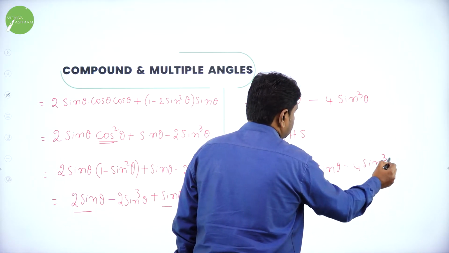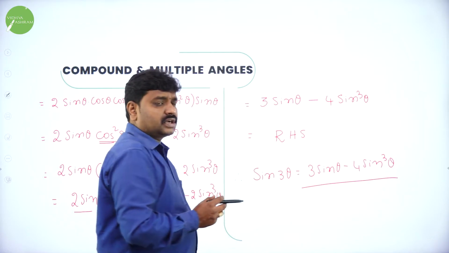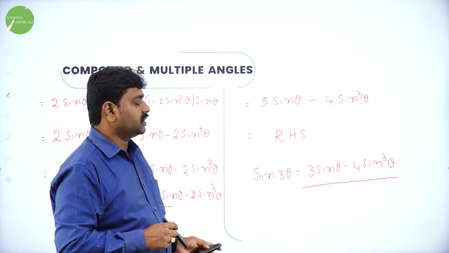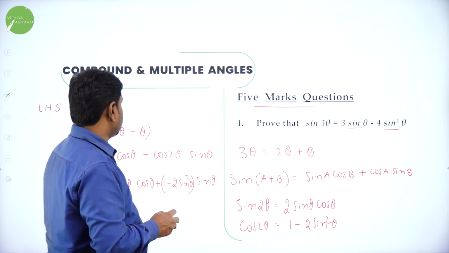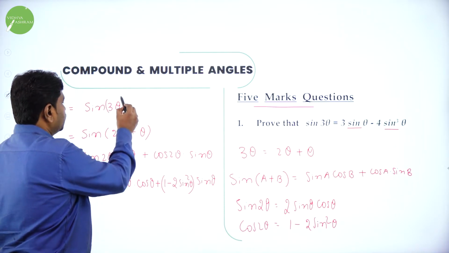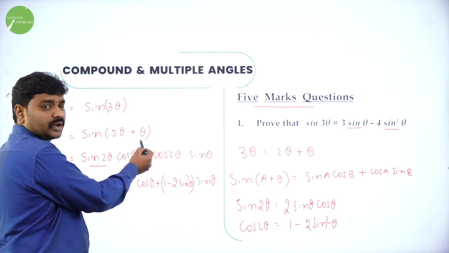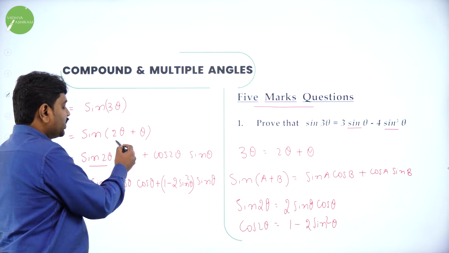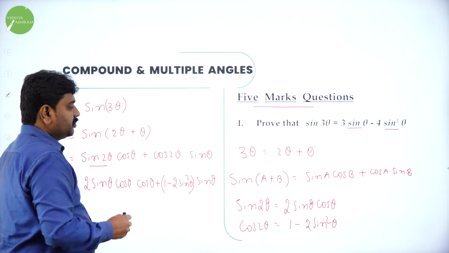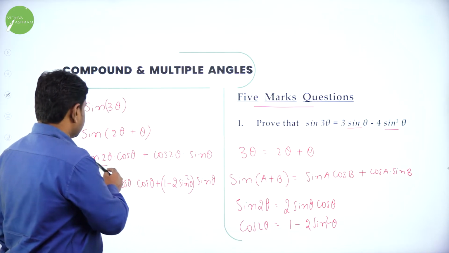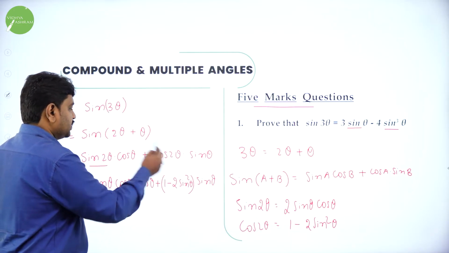Dear students, what is most important is to remember this formula, because again we'll use this for problems. And to solve this, what is the hint? 3 theta they have given. 3 theta we wrote as 2 theta plus theta. 3 can be written as 2 plus 1. Then it is in the form of compound angle sine of A plus B. So sine of A plus B can be written as sine A cos B plus cos A sine B. So it will become sine 2 theta cos theta plus cos 2 theta sine theta.